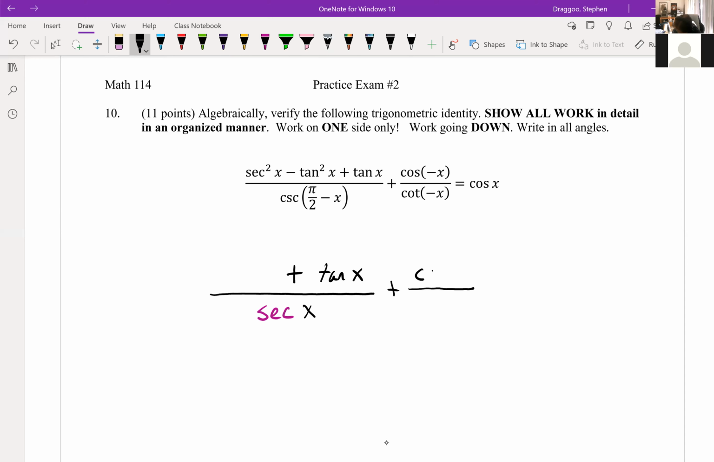Cosine of negative x. Once again, cosine is an even function. So it's just cosine of positive x. Cotangent, however, is odd, so that negative should come out. Negative cotangent of x. And then lastly, we took care of all of our cofunction identities and all of our even and odd identities. I also have a Pythagorean identity right here. Secant squared minus tangent squared, that's just equal to 1.